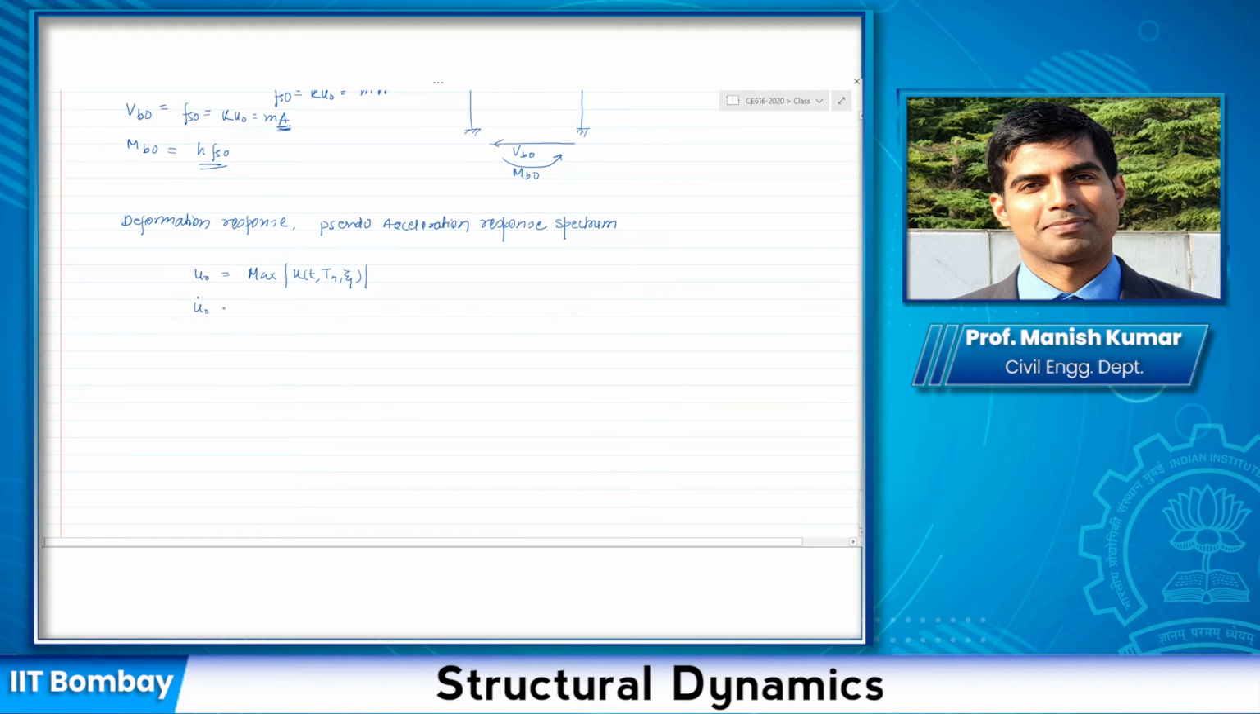My U dot would be the maximum of U dot of t, Tn, zeta. This is U dot here, and then the maximum total acceleration is this. All right, now this is my deformation response spectrum, if I vary the time period Tn.